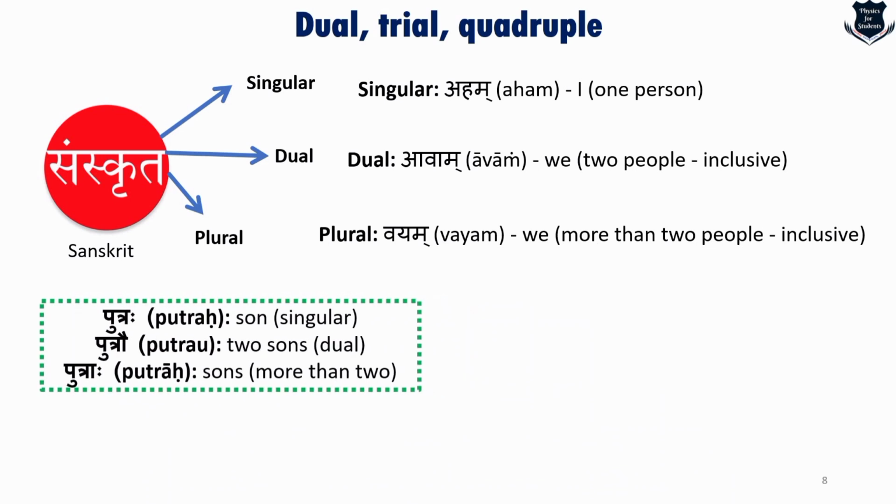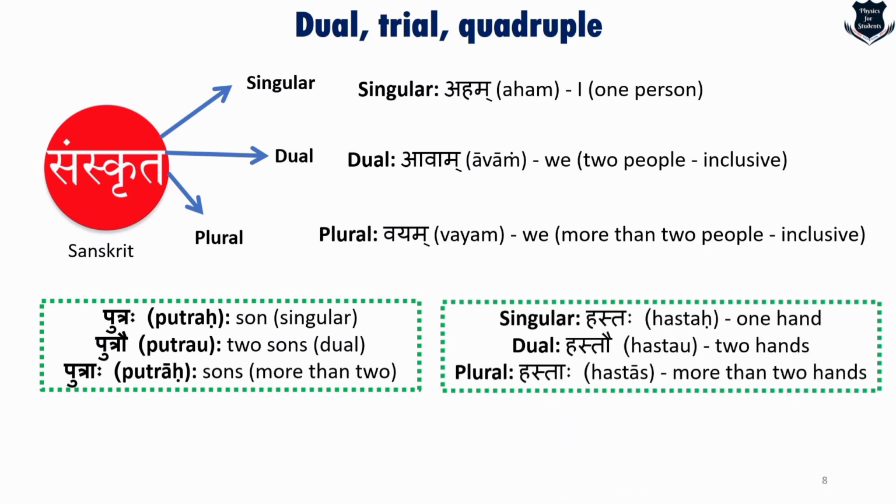So here is putra, son, singular, putro, 2 sons, and putra, which are sons more than 2. Similarly, we have hasta, that is one hand, hasto, which has got two hands, and plural hasta, which has got more than two hands. And you will be astonished to find out that also when I was learning the Arabic language, I find a remarkable similarity between the Sanskrit and the Arabic, because Arabic also has those three forms.